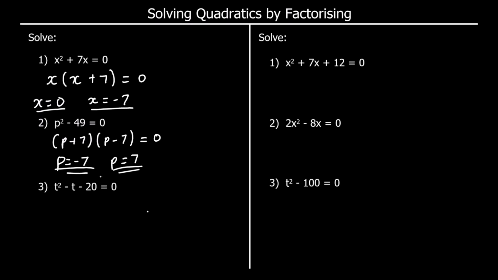And question 3, t squared minus t minus 20 equals 0. What multiplies to make 20 and adds to make a negative 1, or multiplies to make negative 20 and adds to make a negative 1? It's got to be 4 and 5. So I'm going to have t in both brackets. And it's got to be 4 and 5, and we want plus 4 and take away 5. So what can t be? T is going to have to be negative 4 or positive 5.